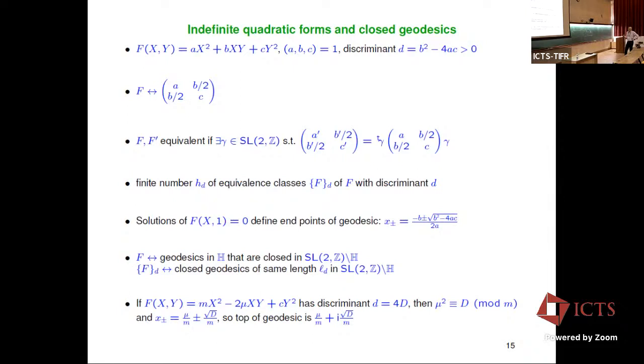So the quadratic forms correspond one-to-one to geodesics in H that are closed in H mod SL2Z, and the equivalence classes of those geodesics correspond one-to-one to the closed geodesics of the same length L_D in H modulo SL2Z.